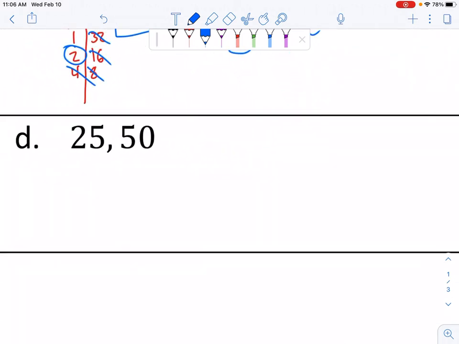Okay, and then for 25 and 50. So I'm going to pick the smaller of the two, 25, and I'm going to list out my common factors, or my factor tree. 1, 25, 2 doesn't work, 3 doesn't work, 4 doesn't work, 5 and 5. So these are all the factors. And we are going to start with the largest one, so 25, and we're going to say 50 divided by 25. And that gives us 2. It gives us a whole number. So in this one, 25 is our greatest common factor.